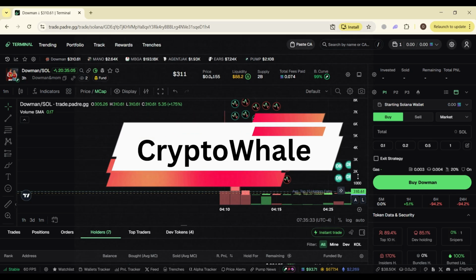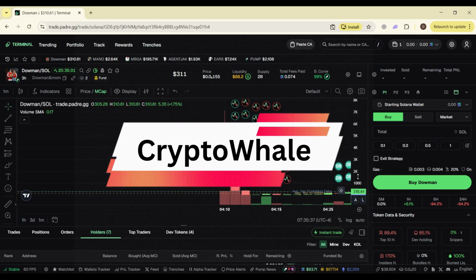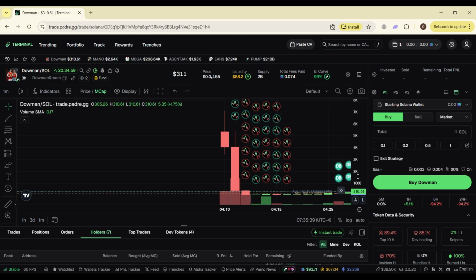Okay, so what does the migration feature do? That's the actual question and the purpose of this video. The migration monitoring feature in some trading terminals helps traders track when a token moves to new liquidity pools. Instead of manually checking different platforms, the terminal shows migration events directly on the dashboard.